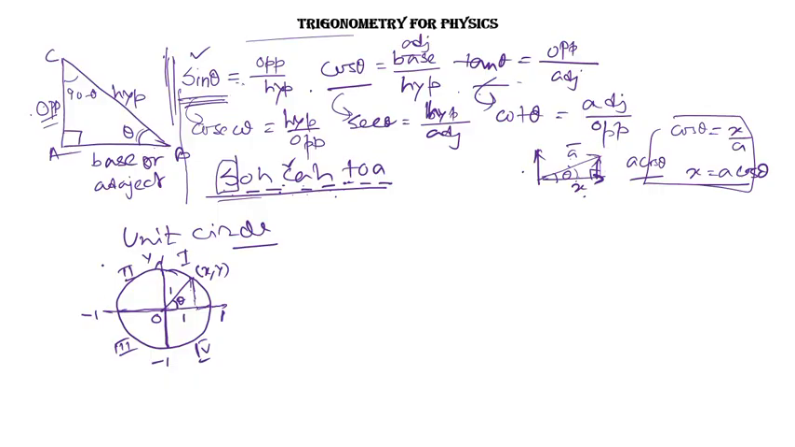Okay, in the unit circle, suppose I am taking a point, this is x comma y. Now we already know the trigonometric ratios sin theta, cos theta, tan theta. Based on that, what is this? This is y and this is x. From here to here is x. This is y.